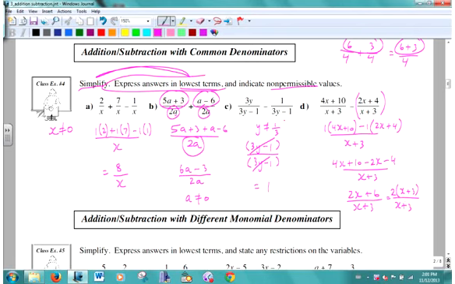Lowest terms, simplify. Can I cancel something here? There's a factor on the top and a factor on the bottom. This is just 2. But this answer says x can be anything. What did I forget? Yes, x cannot be negative 3. As long as it's not negative 3, my answer is 2. That's okay.